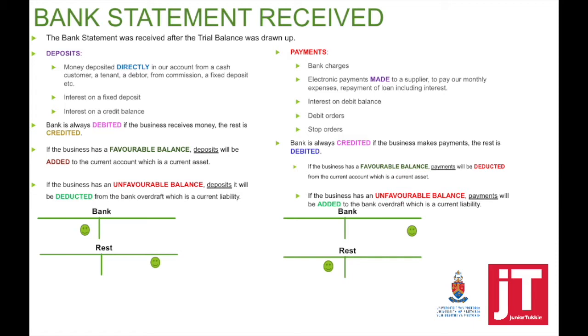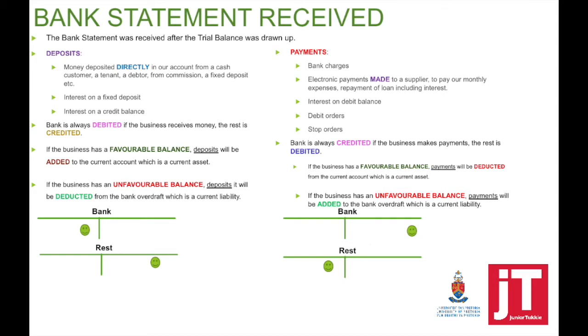If I look at debit orders and stop orders, just to recap, a debit order is an instruction to a third party that money must be deducted from my account. A stop order is an instruction to the bank that an amount must be deducted from my account. What do both of them have in common? Money is paid from my account. Now, if payments are made, bank will always be credited, the rest will be debited.